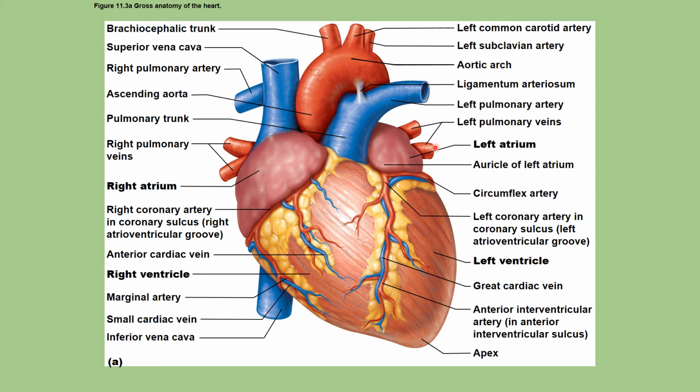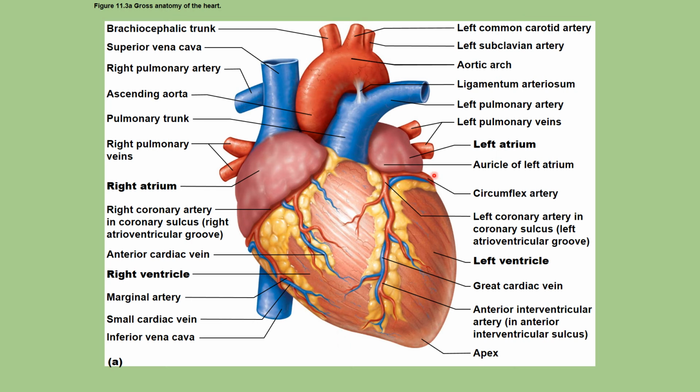From the lungs, it's going to return via the pulmonary veins. You have two left pulmonary veins. You have two right pulmonary veins. Those will all drain into the left atrium, which flows to the left ventricle, and then out through the aorta. Through the aortic arch, you have the branching occurring up here. The aorta is going to then descend on the backside of the heart.